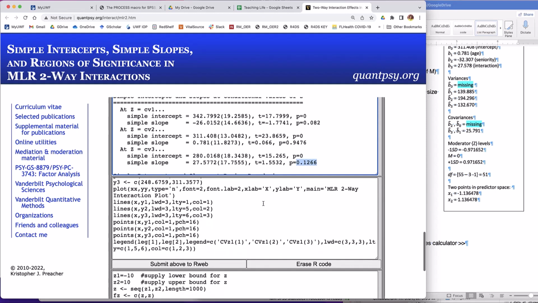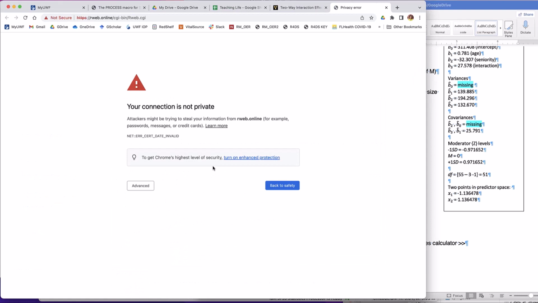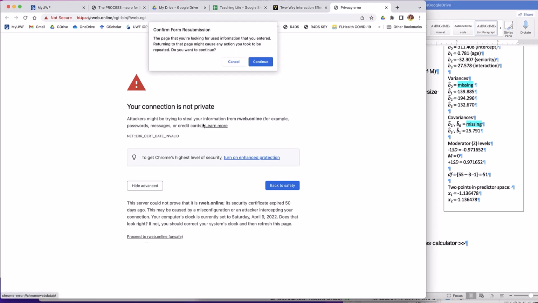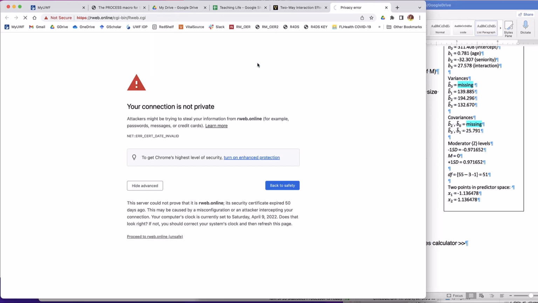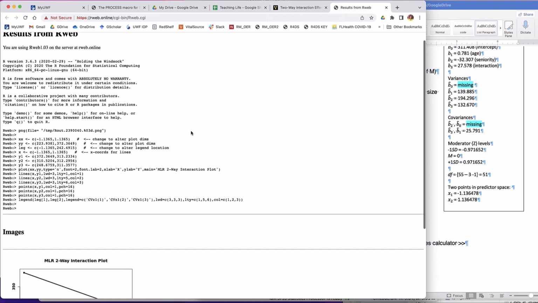Now, one thing we can do here is submit to our web. There we go. They need to update their website, huh? There we go. So it ran it and it gave me a plot.